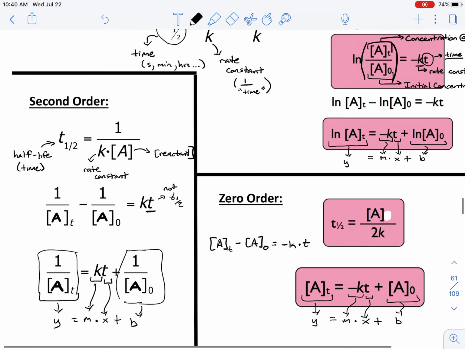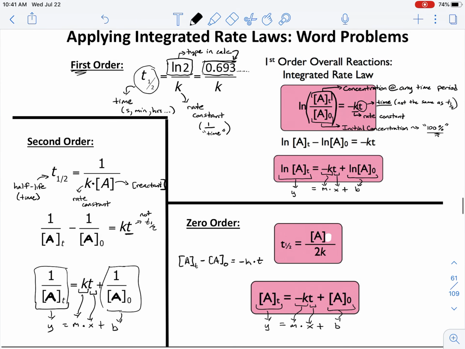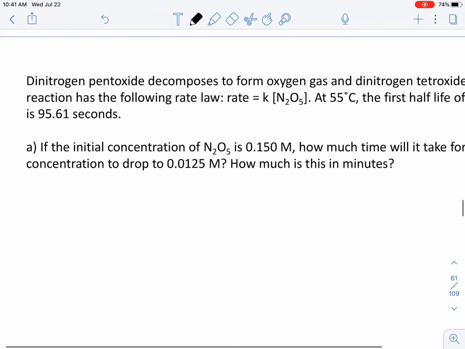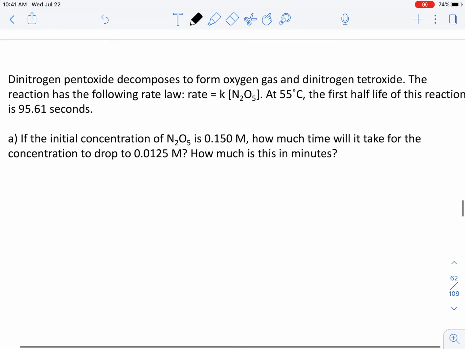All right, and so now that we've taken a more detailed look at the equations for first, second, and zero order reactions, let's go ahead and work through 4 problems that will showcase how to use these equations to solve for a specific variable. All right, so let's go ahead and look at the first problem.